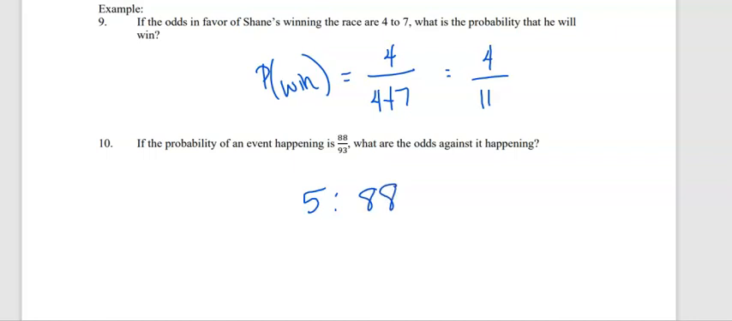Because it didn't happen 5 times, it did happen 88 times, and we want odds against, and you can see that if we add the 5 and the 88 together, we get the 93 total in the denominator.